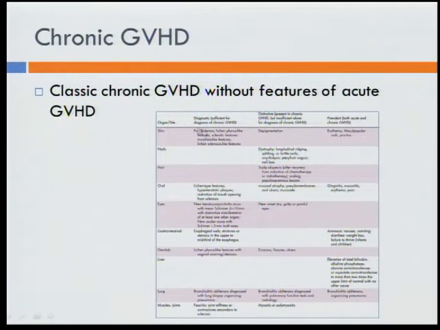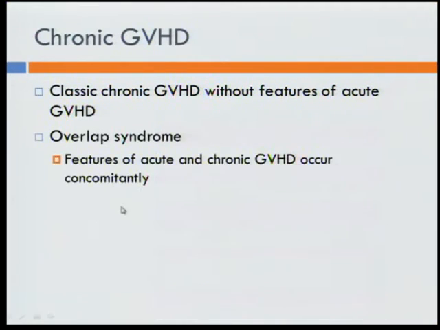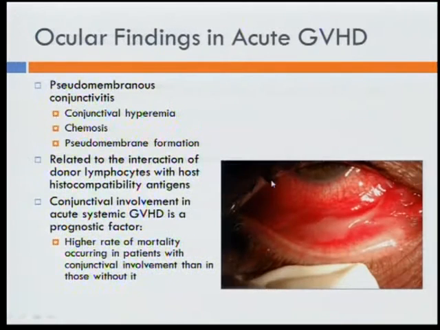There are various features, including the ocular features, that are diagnostic and then suggestive of GVHD, in trying to make a clinical diagnosis. And as Dr. Murata talked about, there's an overlap syndrome that has features of both acute and chronic GVHD. But my charge today is to talk about the ocular findings in these conditions. First we'll talk about acute graft versus host disease.